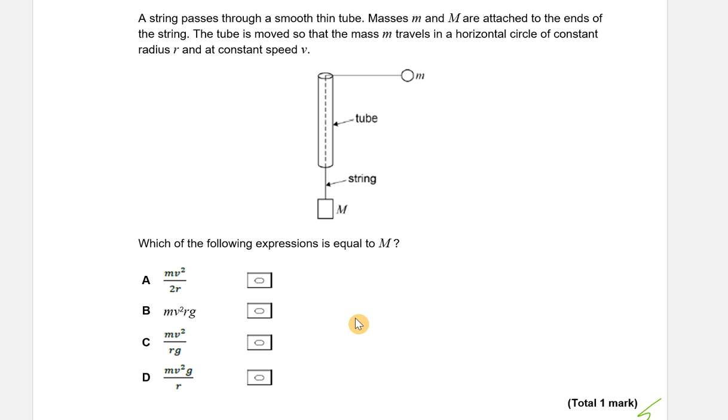Hello, here's another AQA A-level physics question on circular motion. If you want to try to answer this question yourself, pause the video now.